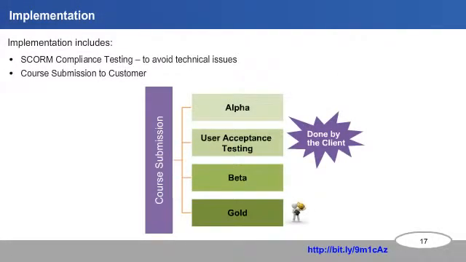Once the e-learning is developed, it will be submitted to the end user. But before submitting, we do SCORM compliance testing in order to avoid technical issues, if any, and then upload the course on LMS. The course submissions include Alpha, if the course is submitted for the first time.